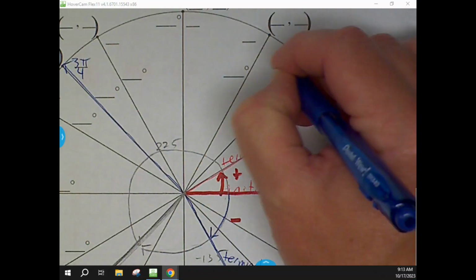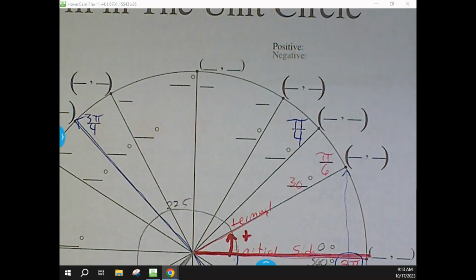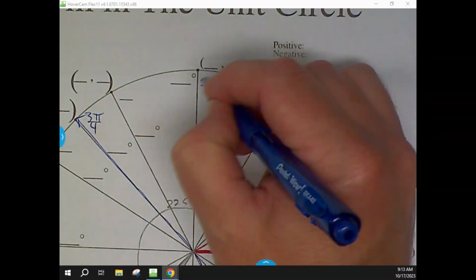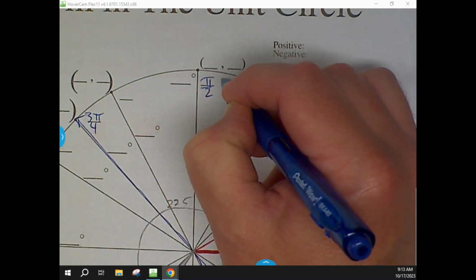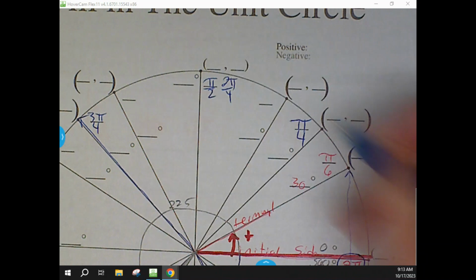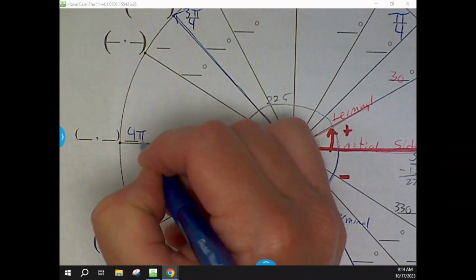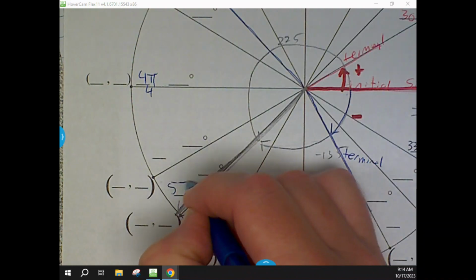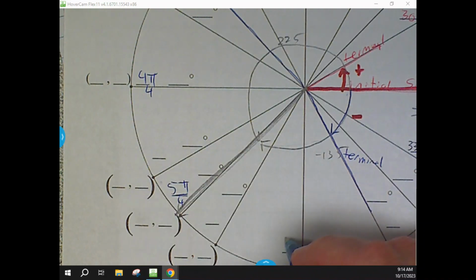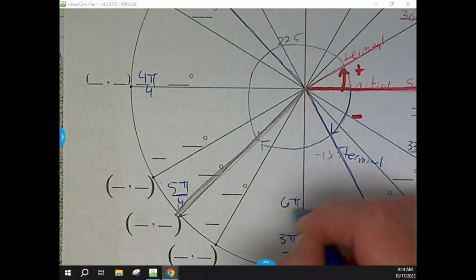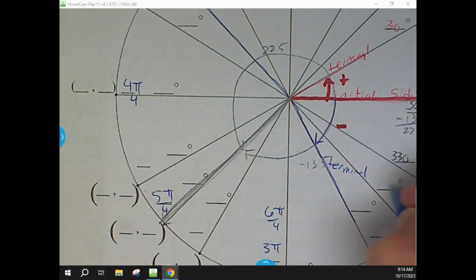If you're okay that this is pi over 4, so this would be 1 pi over 4, then pi over 2 would be the same thing as 2 pi over 4. Then this would be 3 pi over 4, this would be 4 pi over 4, we knew this was 5 pi over 4, we had 6 pi over 4, which technically was 3 pi over 2, and then back over here, 7 pi over 4.